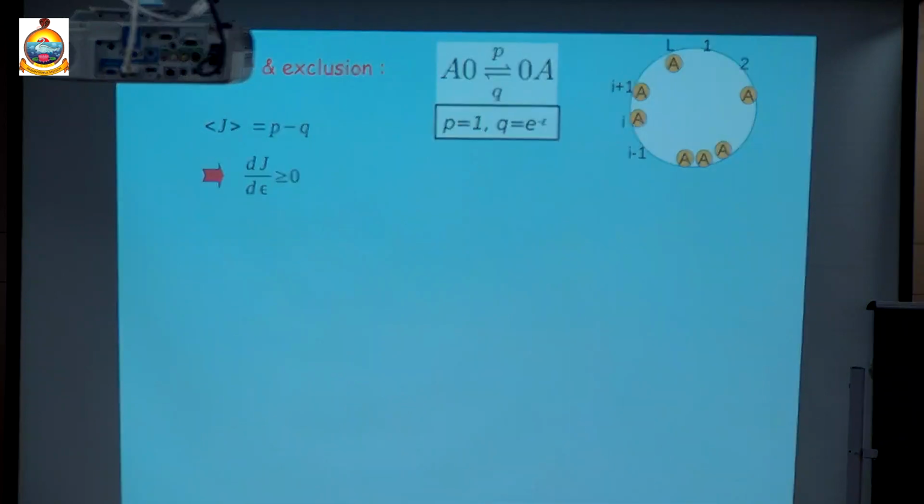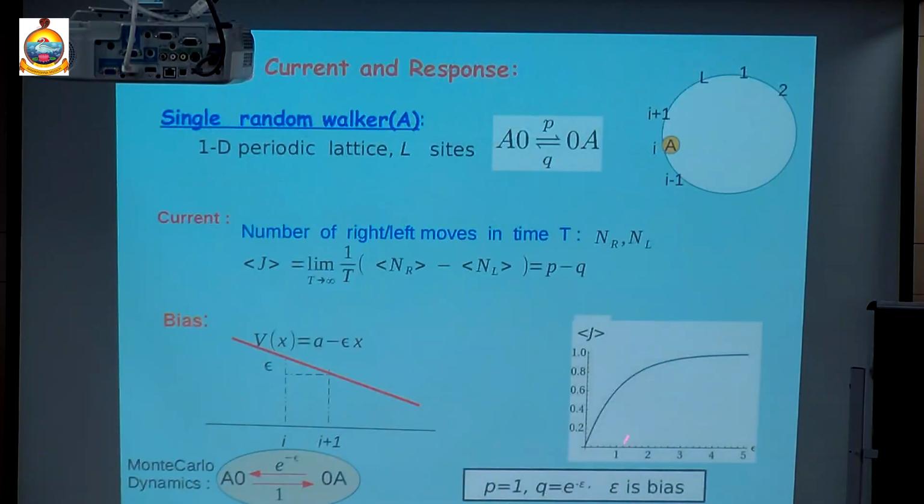So let us put a little more. Let's say many walkers. Instead of one, you put many, so now there are many particles, but there is hardcore interaction between them. They cannot cross each other. In this case, the dynamics remains the same: P equal to 1, q is e to the power minus epsilon. All configurations are equally likely in the stationary state. So it is still P by Q, and dj by d epsilon is still greater than 0, because the slope is always positive.